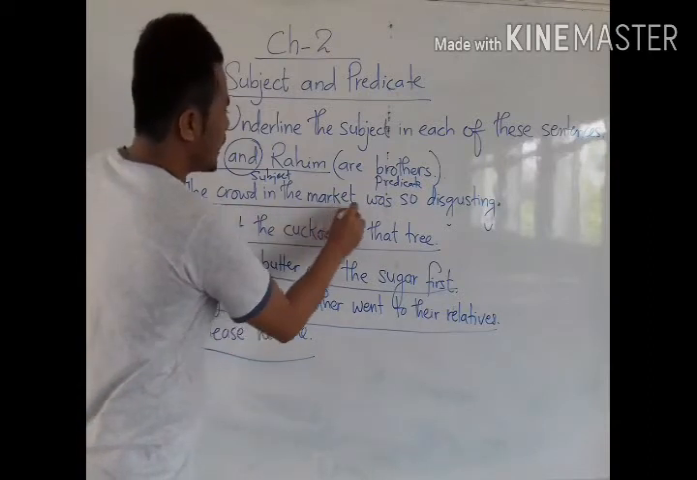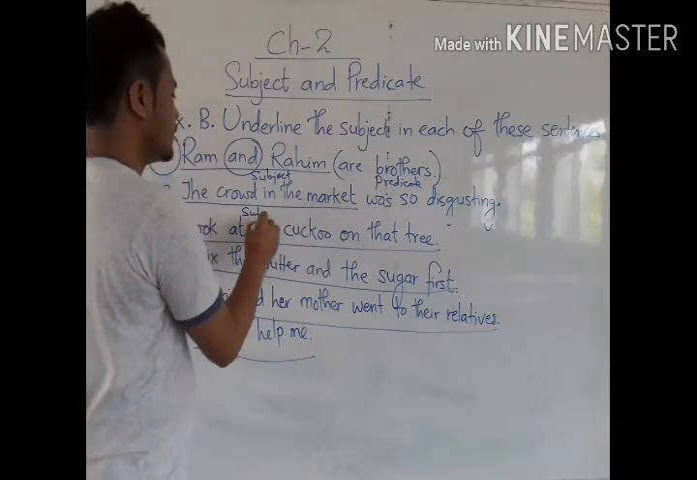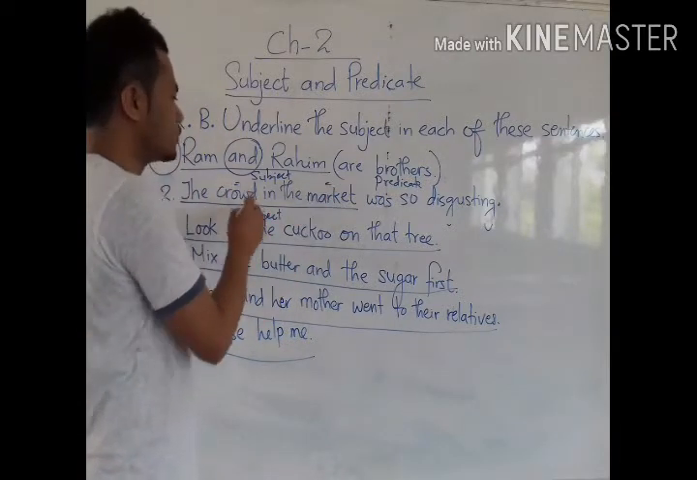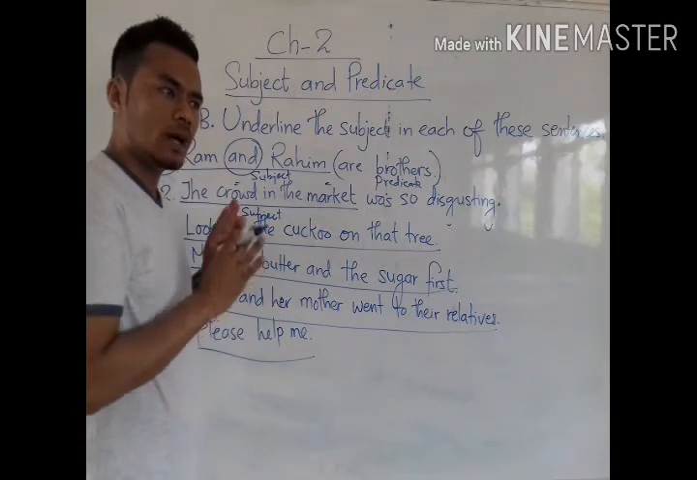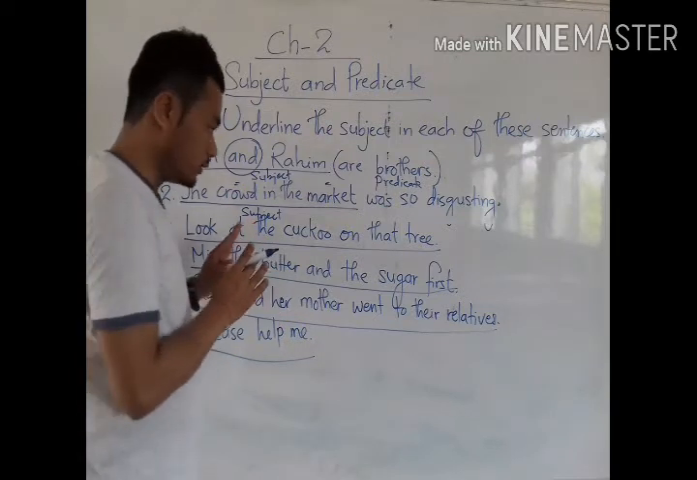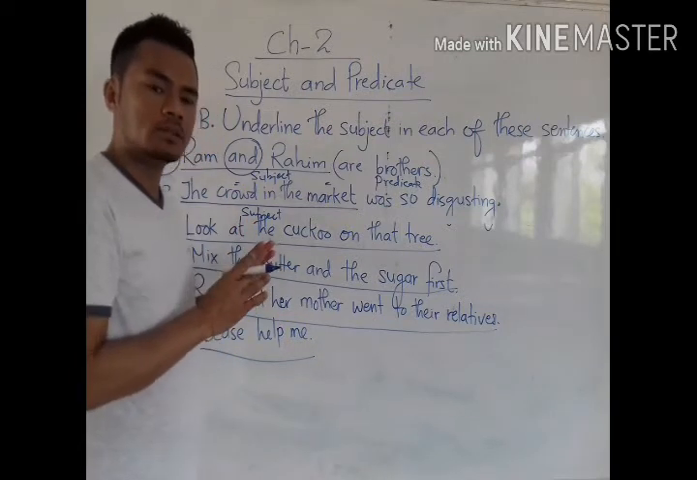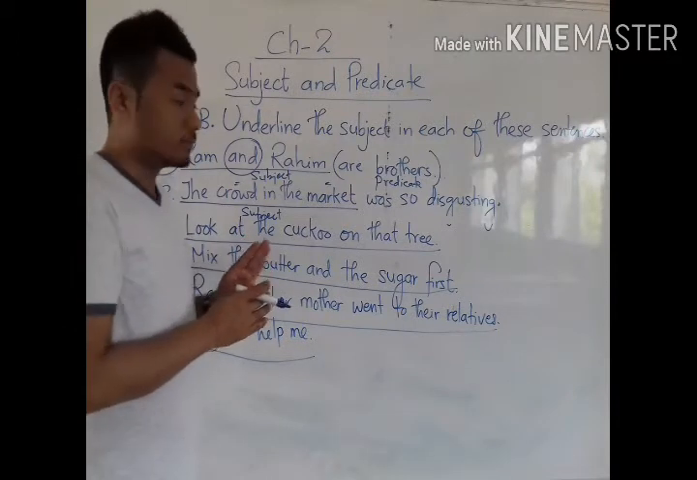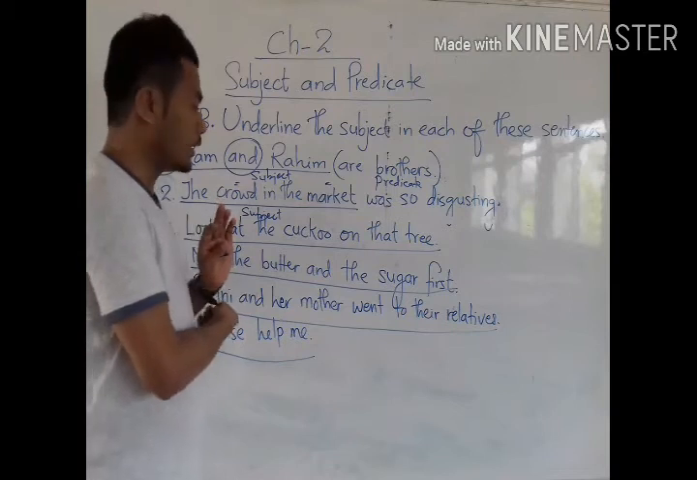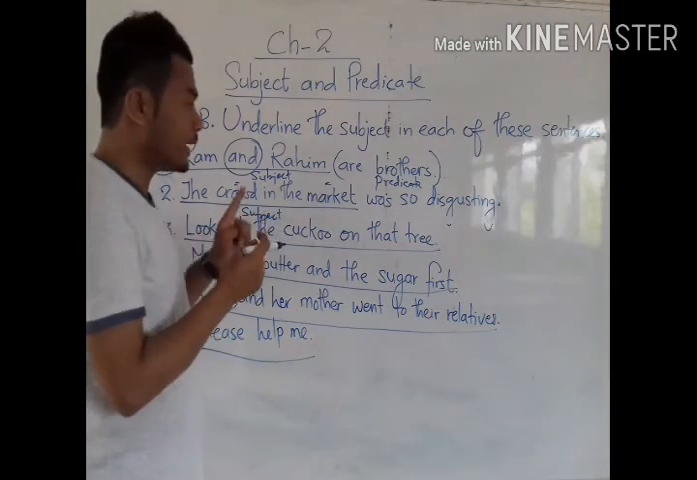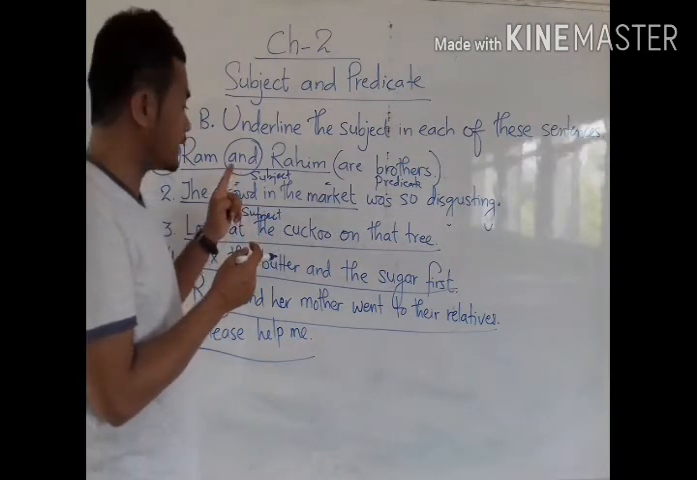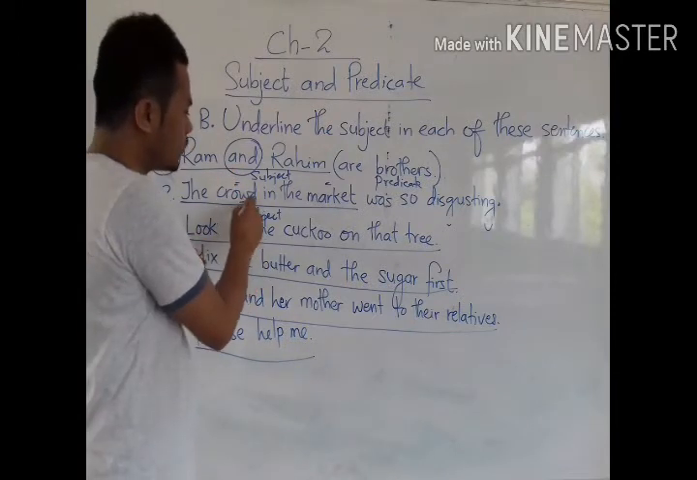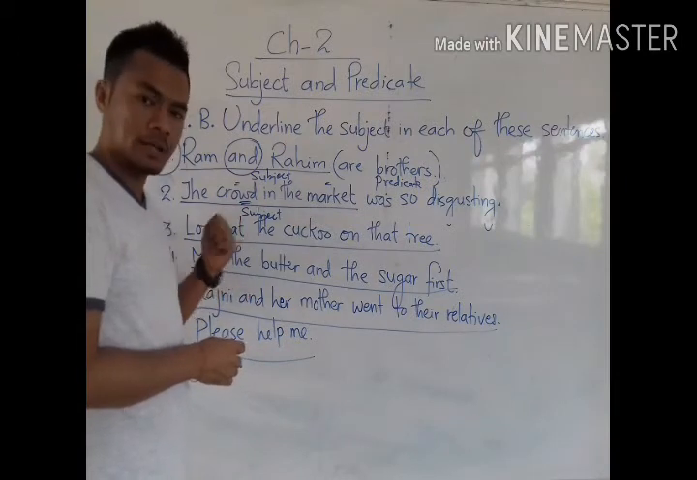So the crowd in the market is the subject. Don't be confused that here we have market also, we have crowd also, two nouns are there. So why is it not a compound subject? It is not a compound subject because it has not been joined by a conjunction, like in sentence 1. It is actually only about the crowd that was present in the market.